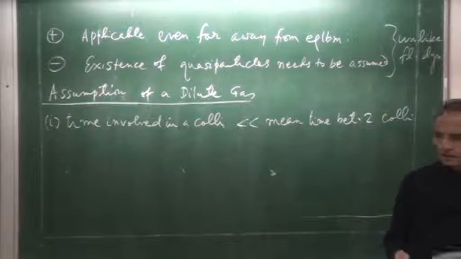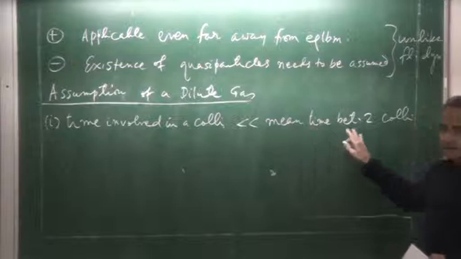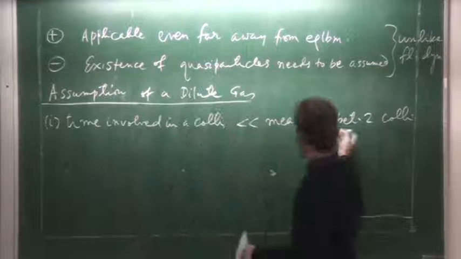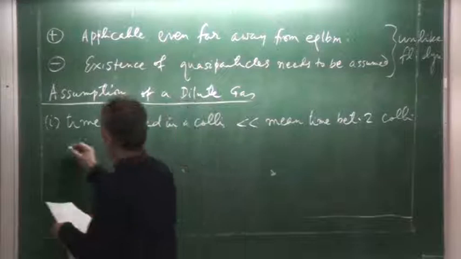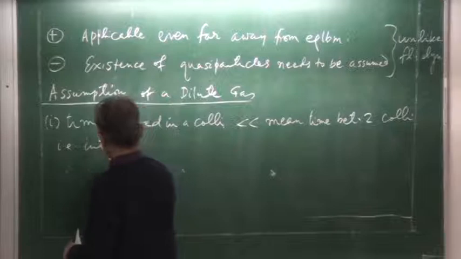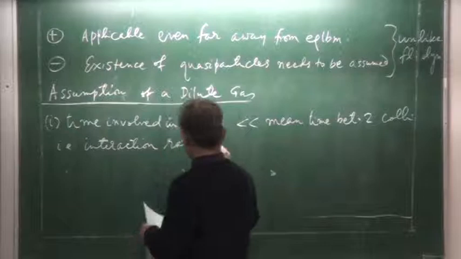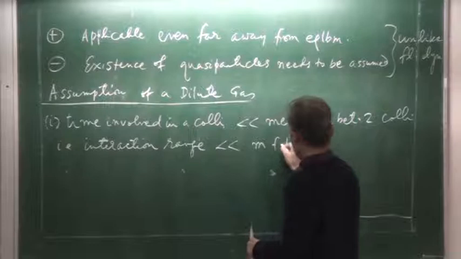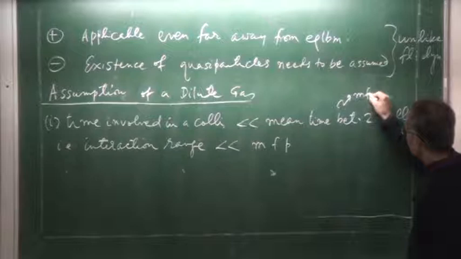Right. The range of interaction should be much smaller than the mean free path. This we can call mean free time, and length would be mean free path. Okay, the interaction range should be very small compared to the mean free path. And we can call this mean free time.